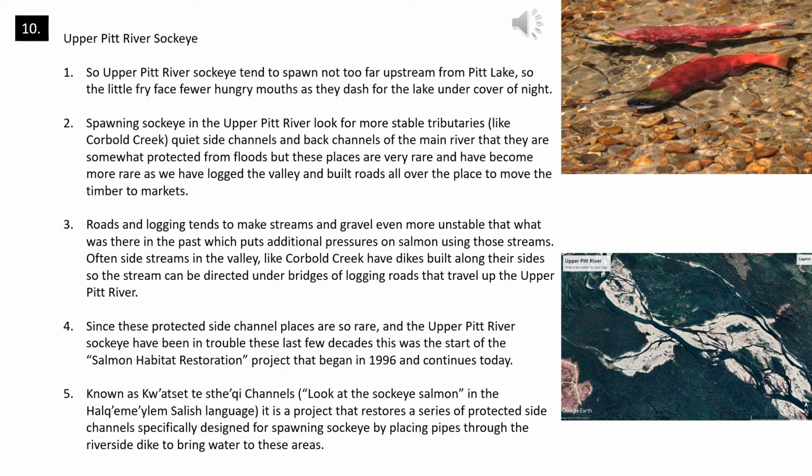But in this case, the pipes go through that riverside dike beside the stream, in this case, Corbould Creek. The dike was constructed originally to keep the river under the logging bridge. So the pipe through the dike feeds the water back onto the floodplain into these old historic side channels, which then are cleaned up, the gravel exposed, and here is their story.